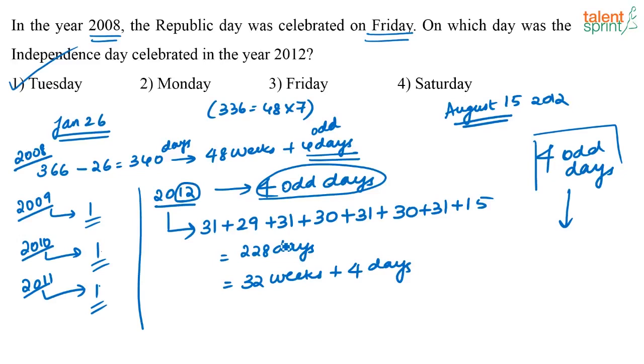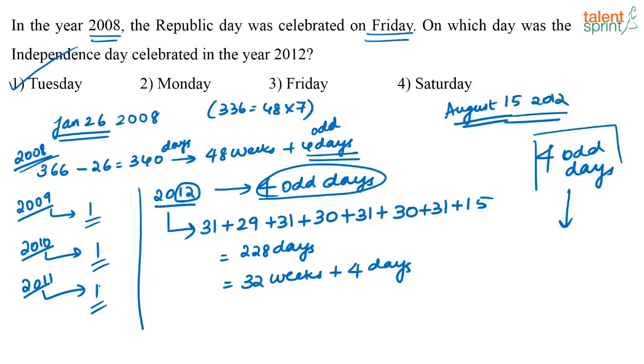Okay, I'll just repeat once again what I have done. We know January 26th, 2008 is a Friday. After that I have to find out which day was August 15, 2012. So what do you do in such questions? You have to find out the number of odd days from the given date till the date required. First, I check how many days are left in 2008. 340 days are left in 2008. Now I have to check how many odd days this 340 days is equivalent to. See, how do you calculate odd days?